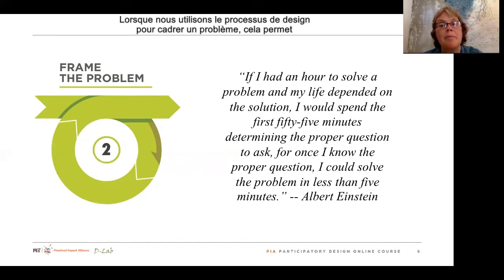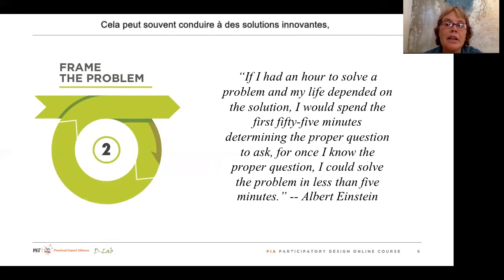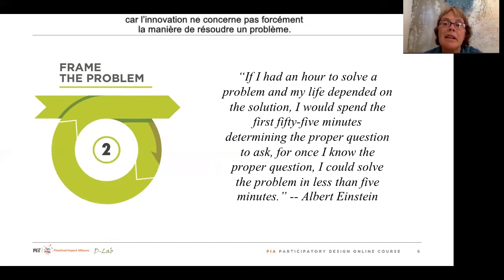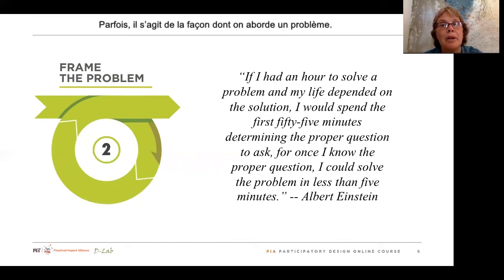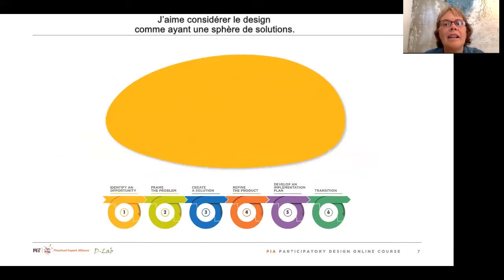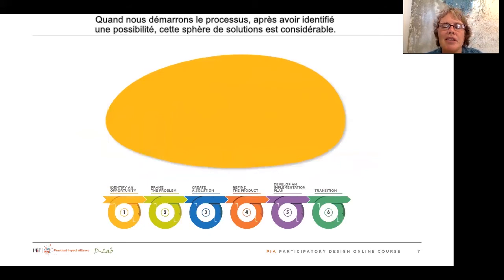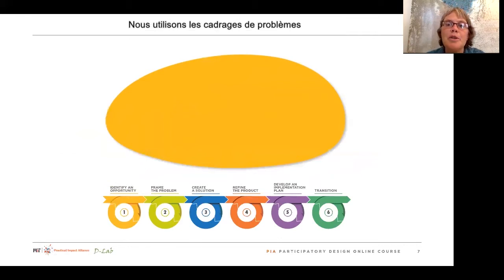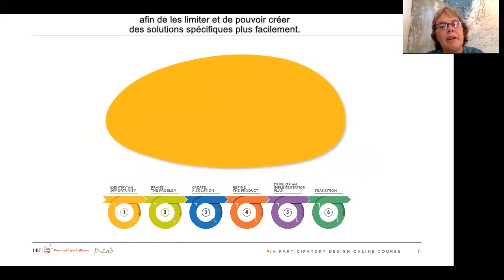When we use the design process for doing problem framing, it allows you to look at a problem in many different ways and from different perspectives. This can often lead to innovative solutions, because innovation is not always about how you solve a problem. Sometimes it's about how you look at a problem. I like to think about design as having a solution space that's a cloud of different possibilities for solving the problem. And when we start the process, having identified an opportunity, the solution space is huge. We use problem framings in order to narrow it down so that we can more easily create specific solutions.